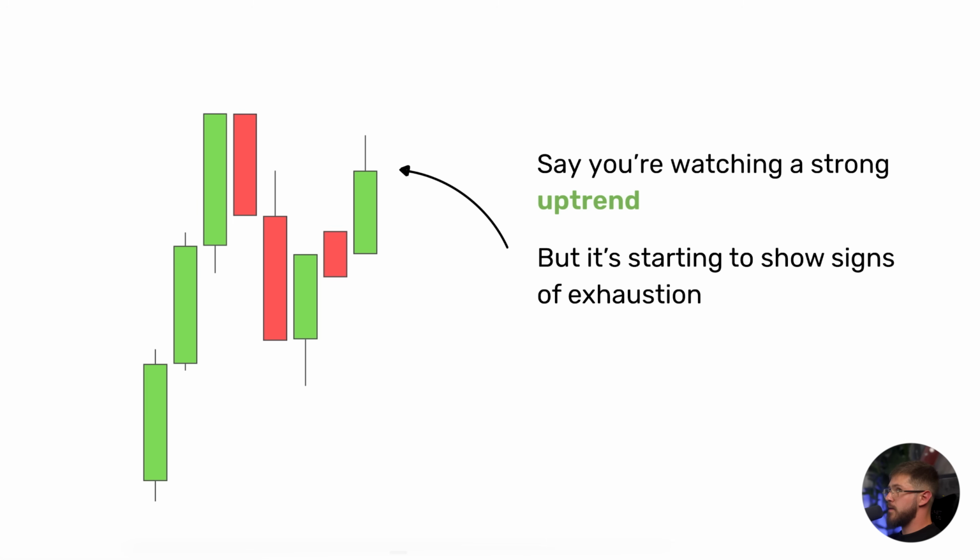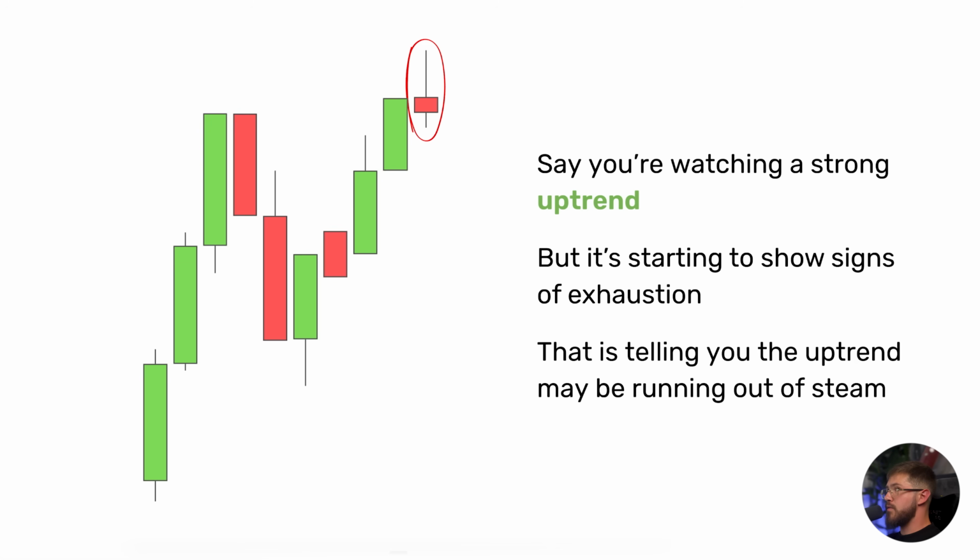Say you're watching the market in a strong uptrend, but it's starting to show signs of exhaustion after a big move. Then you see a shooting star form after the price reaches new highs. Well, that reversal candle is telling you that the uptrend might be running out of steam.